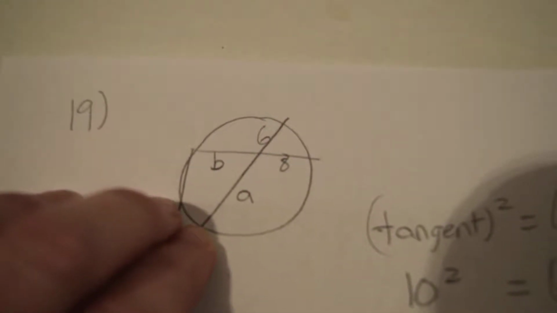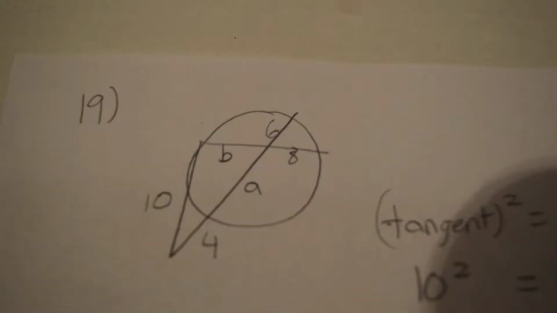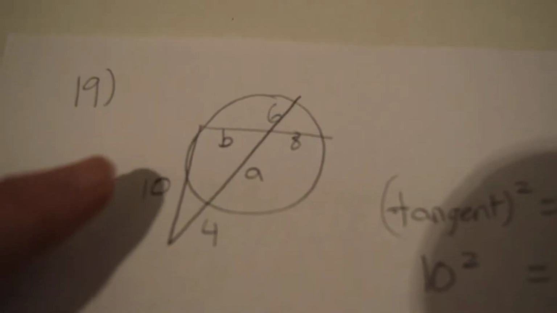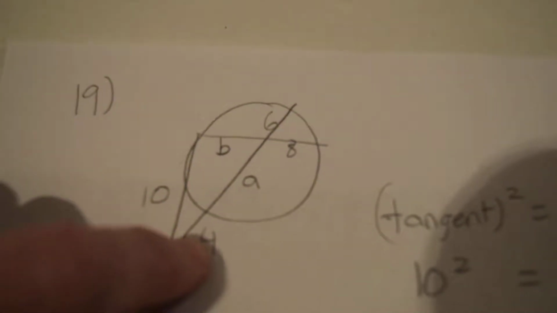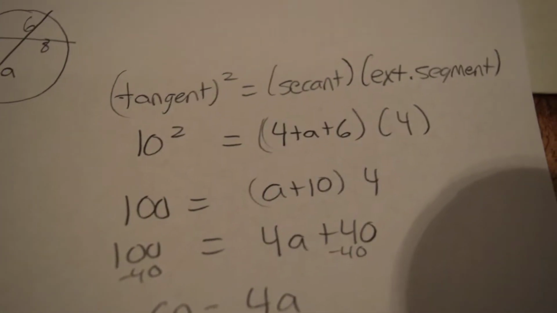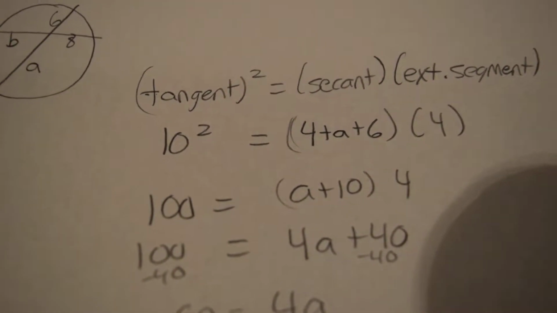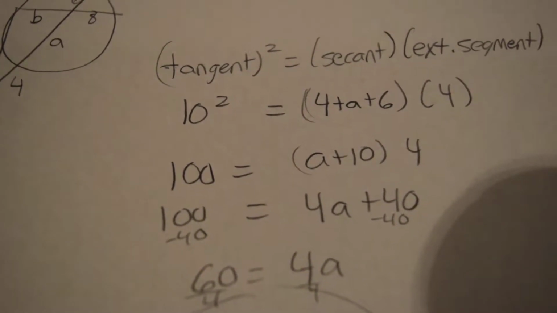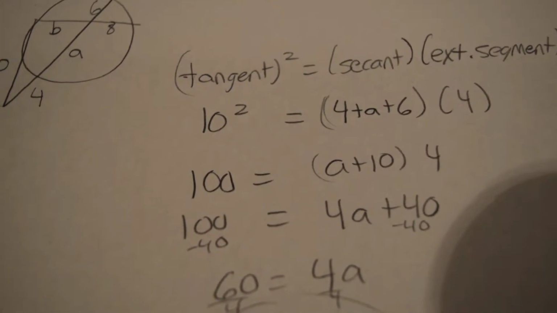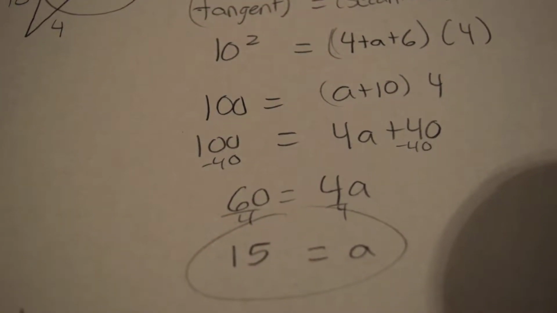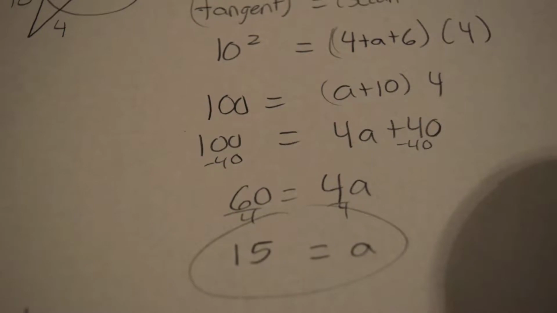But I said, oh, that's 2 variables, so I said, okay, let me look at these outside parts. I decided to ignore the B and 8 chord and look at the tangent of 10 and the secant 4, A, and 6. And I'm using that tangent squared equals secant times the external segment formula that we learned. So 10 squared equals 4 plus 8 plus 6 multiplied by 4. Solve through, and that's going to work out to giving me A is 15.